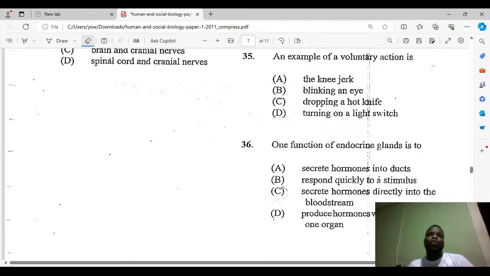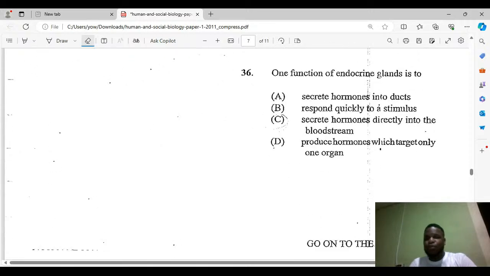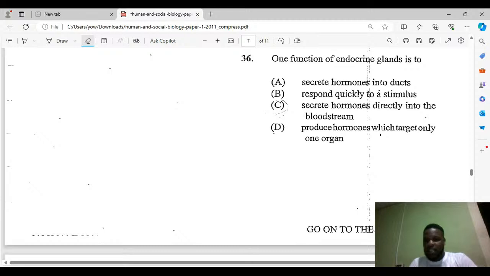Next, one function of the endocrine gland is to do what? Function of the endocrine gland is to do what? So secrete hormones into ducts, respond quickly to stimulus. TJ, you can't say so many answers. You have to say one answer, TJ. One answer we're working with. Here, boy. All right. So endocrine gland.